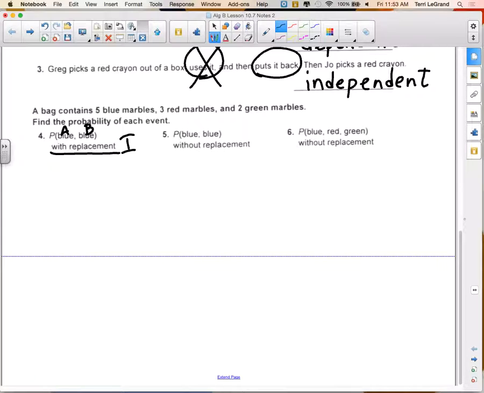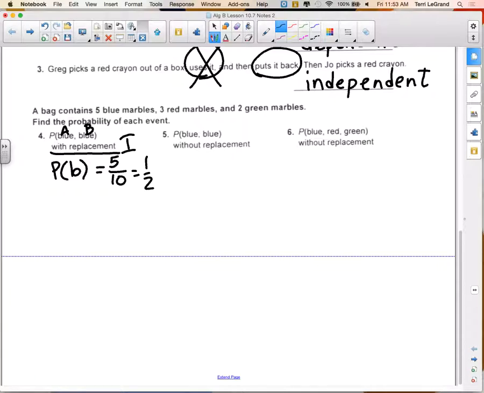Okay. So for an independent event, what's the formula? Probability of A times the probability of B. So we need the probability of A and B happening. Well, both A and B are blues, aren't they? Yeah. So we really only need to figure out the probability of drawing a blue. So what is the probability of drawing blue, 5 blue out of how many total marbles? 10. What does that simplify to? 1/2.